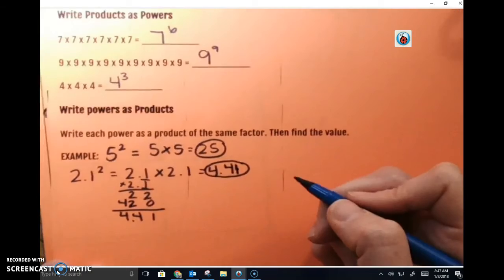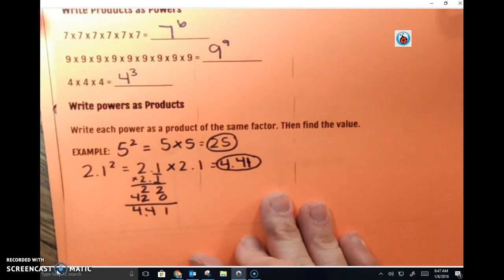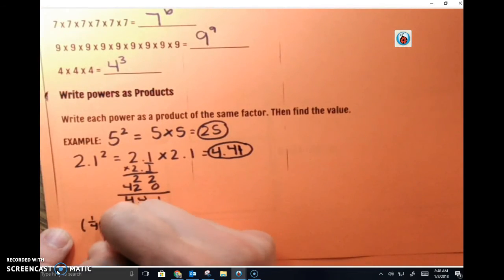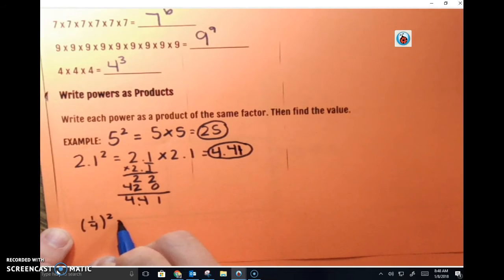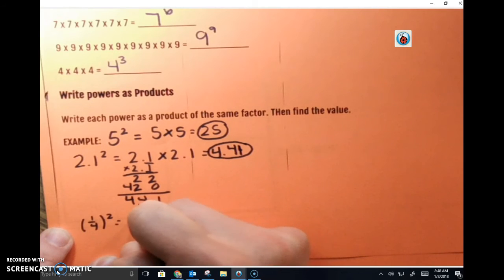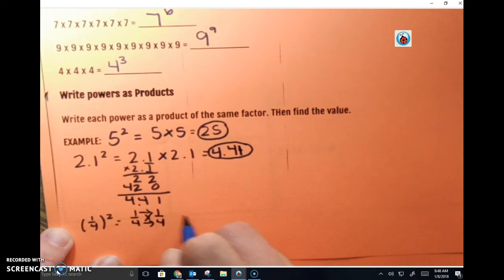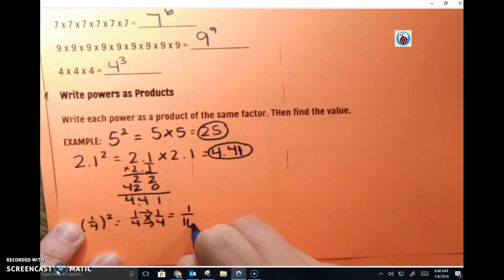I'm also going to show you that we can also do this with fractions. So if I have 1/4 squared, that means I'm going to do 1/4 times 1/4. I'm just going to multiply straight across. And I'm going to get 1/16.